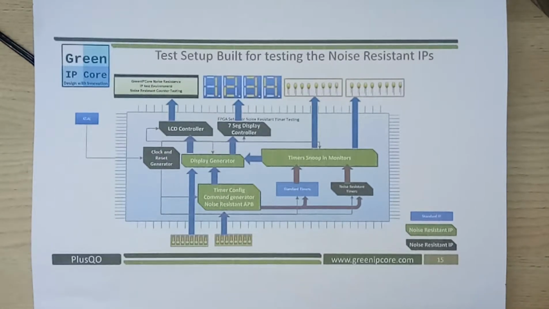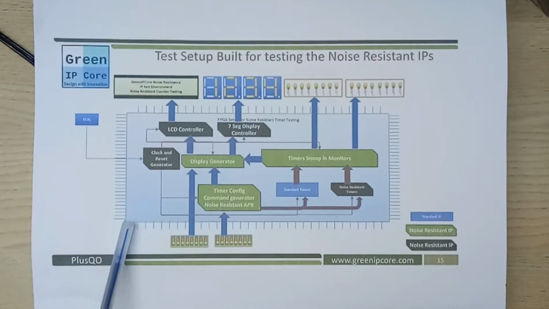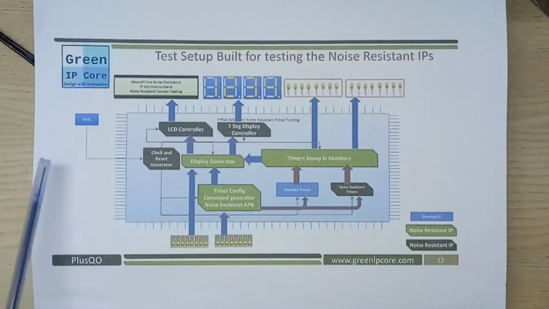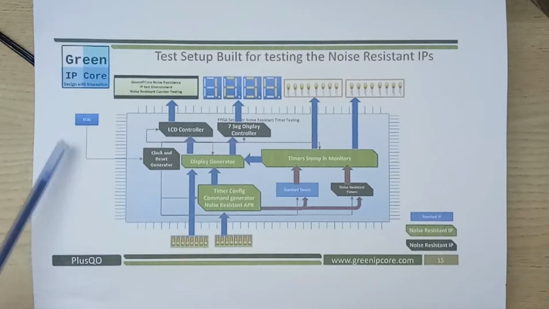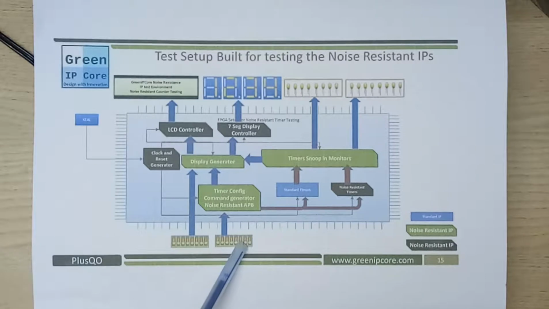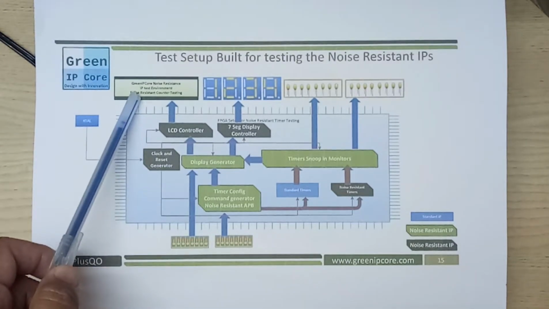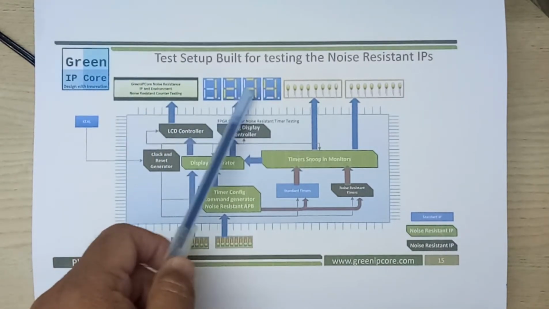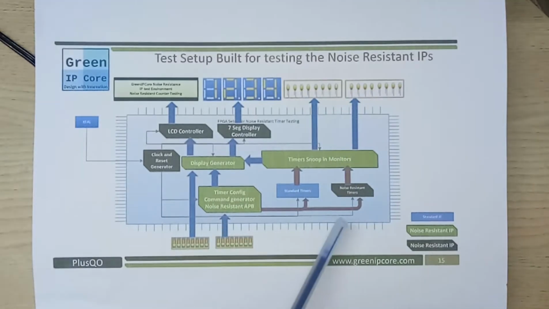Hello everyone, this is a GreenIPCore noise resistant IP test setup environment. This is an FPGA, and this FPGA is placed on an FPGA board which has a clock generator, the DIP switches, the LCD, the 7-segment display, and the LEDs.